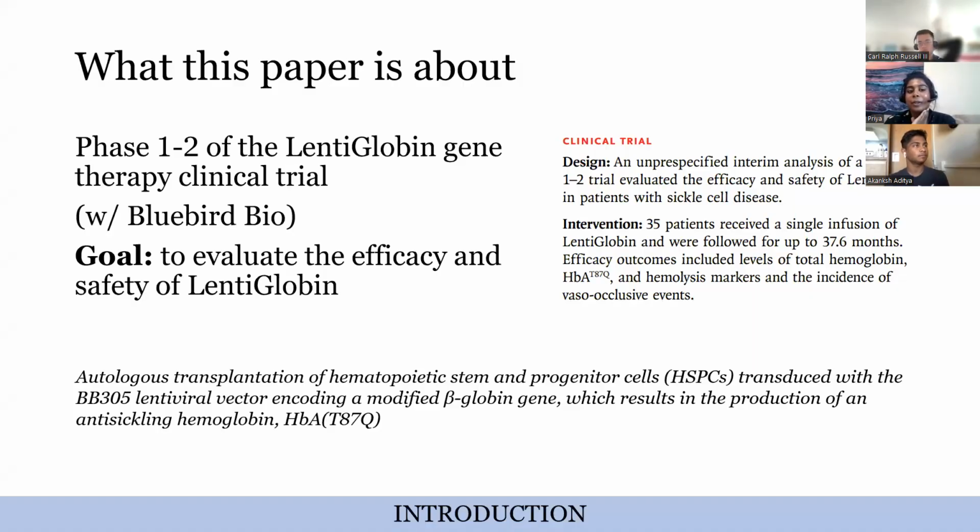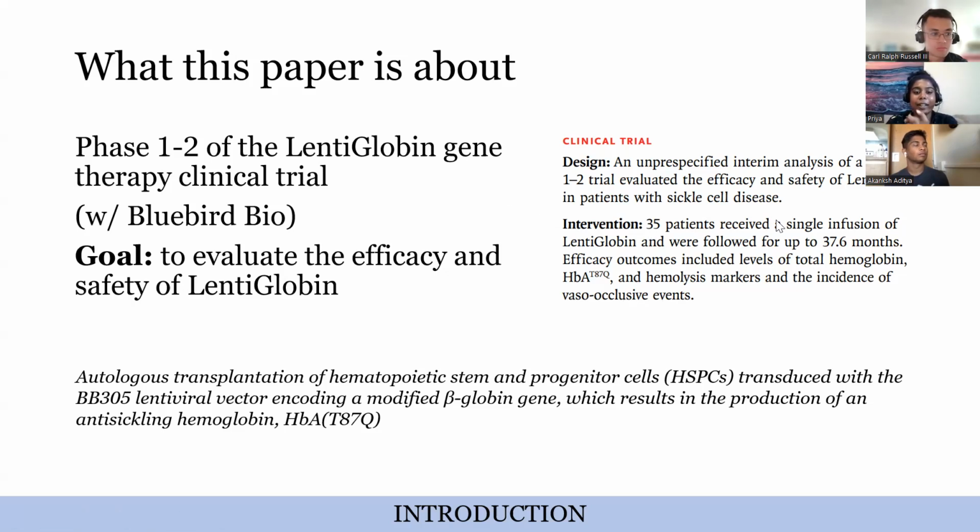This paper is about a trial that's in phase 1. The trial looks at gene therapy for sickle cell disease, and the goal is to evaluate the efficacy and safety of this therapy. In this trial, they had 35 patients who received a single infusion of this LentiGlobin vector. They followed up with these patients for 37.6 months, and they saw if it works or not.